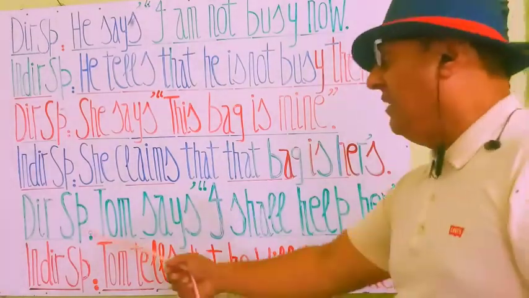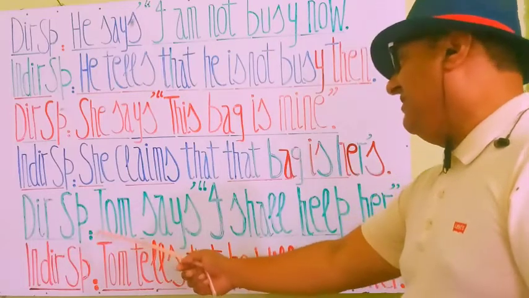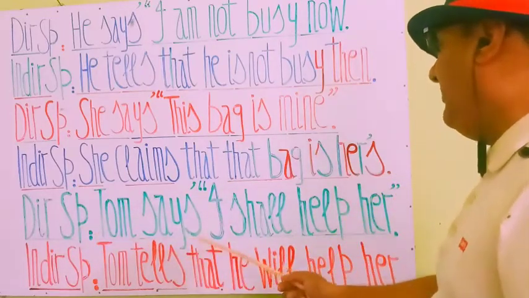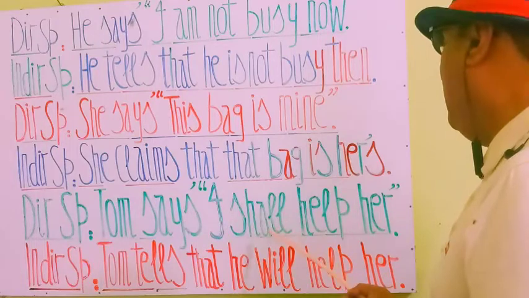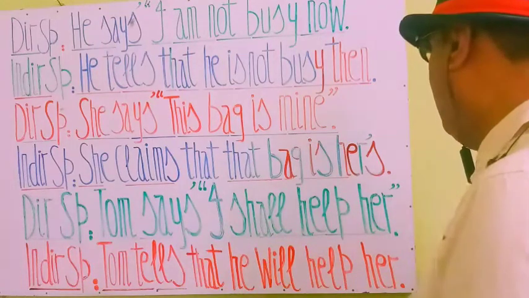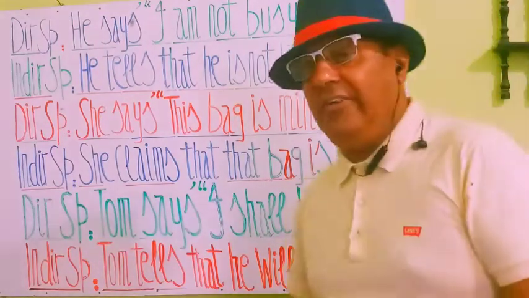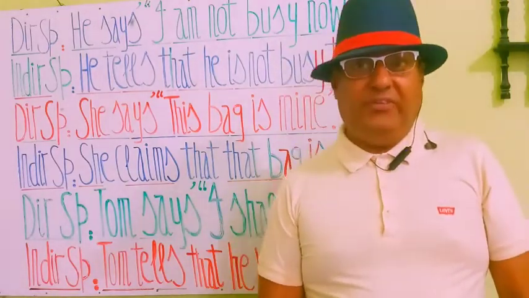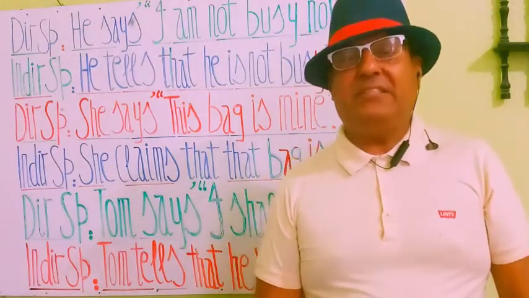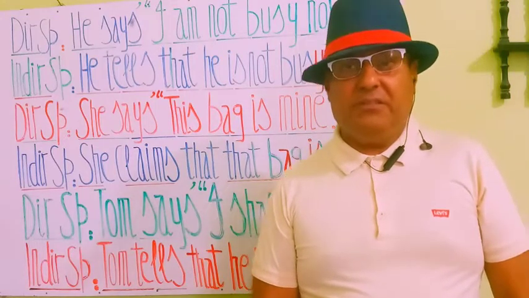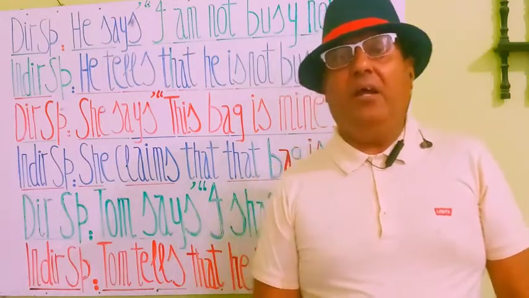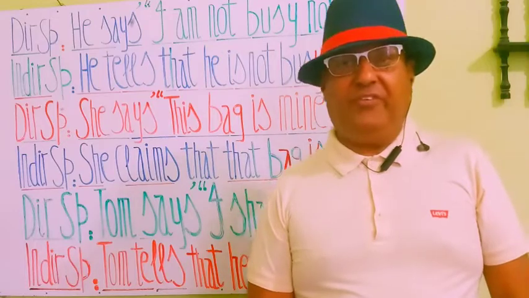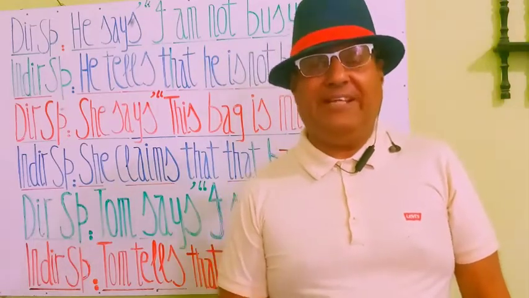So this is a direct speech statement. Tom says, "Dad, I shall help her." Hey guys, now we have two tenses in direct speech. The first part is in present tense. Tom says, "Dad," and inside the commas we have a statement in future indefinite tense.